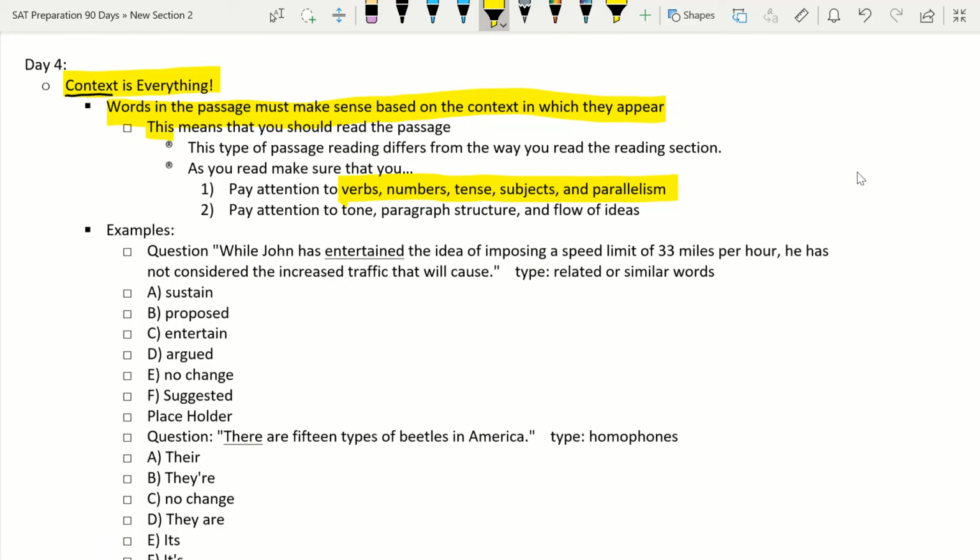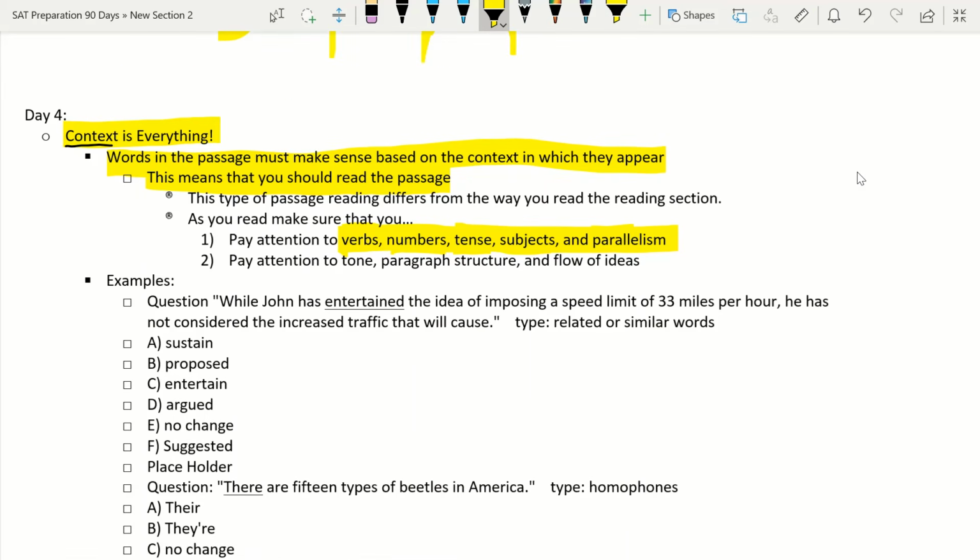This means that you have to read the passage, because you have to have an understanding of what's going on with the tone. What's the author's tone? Because we want to match tone throughout the passage. We also have to know what's going on as far as the verbs being used, the numbers of those subjects, and the tense, because we have to match the tense of verbs and subjects, and match our subject numbers to our verbs. And parallelism. I'll get into parallelism later as well, because that's another bigger thing.